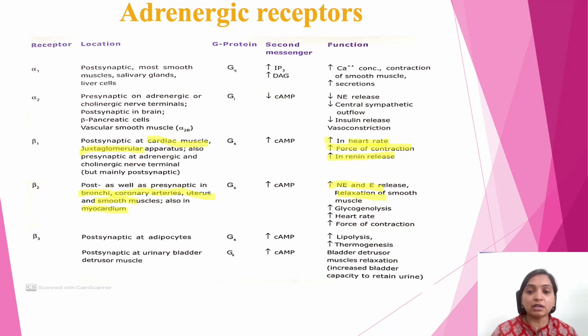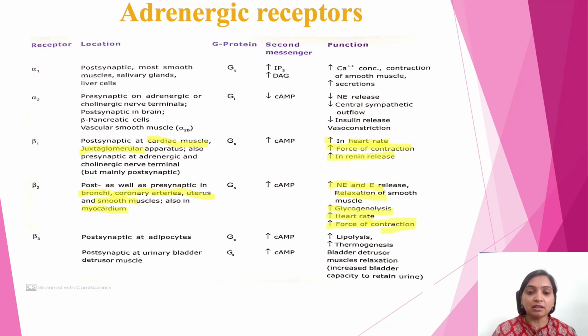It will also increase glycogenolysis, meaning more amount of glucose is available. Glycogen is converted to glucose, and it will also increase the heart rate and force of contraction as beta 1. So these are the beta 2 mediated actions.